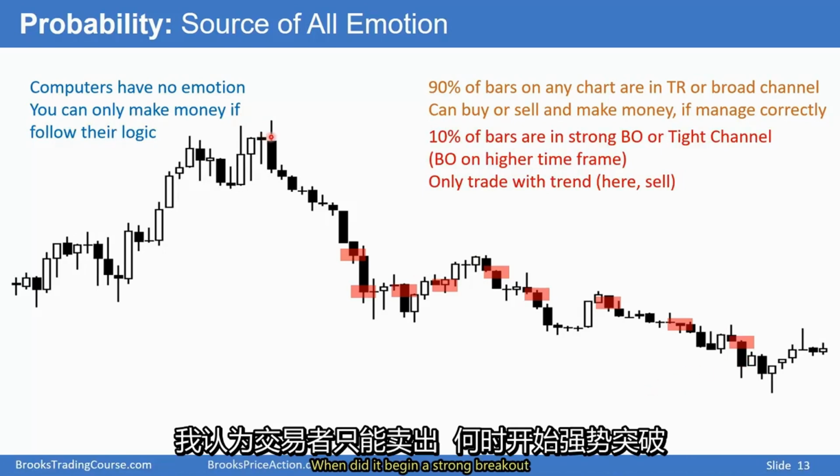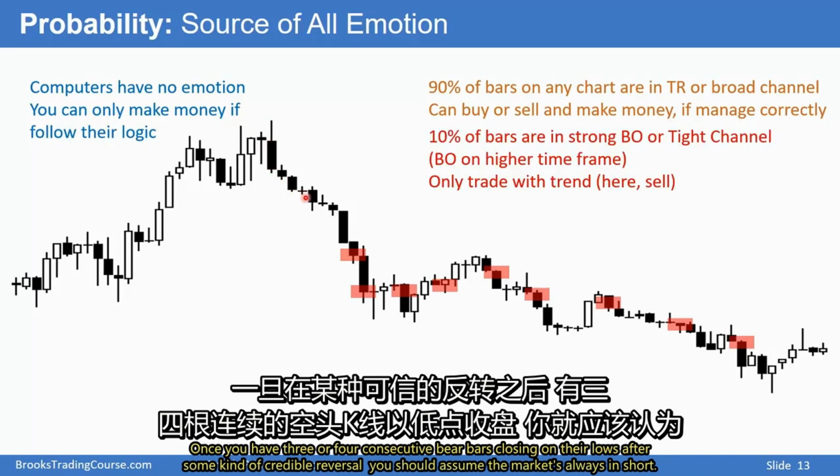When did it begin a strong breakout? Once you have 3 or 4 consecutive bear bars closing on their lows after some kind of credible reversal, you should assume the market's always in short.